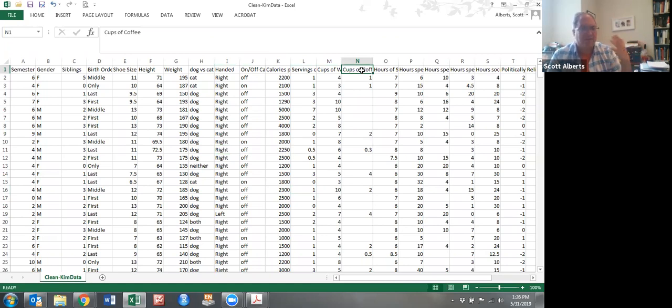Cups of coffee is, how many cups of coffee do you have in a day? How many calories do you have in a day? How many hours a day do you spend working per week? Those sorts of things. So go ahead and take a look at it and scribble down a couple of things that you see wrong with it. In fact, you can share that with me a little bit later. Anyway, I'll wait.